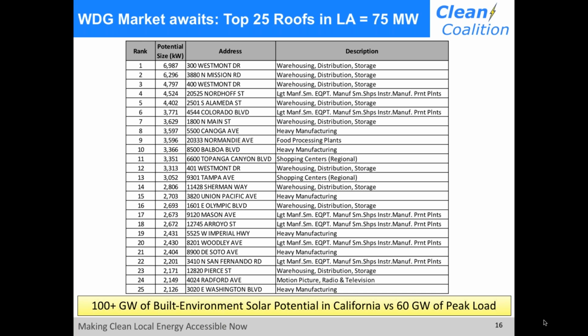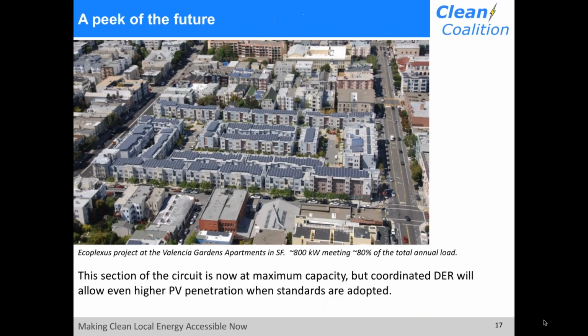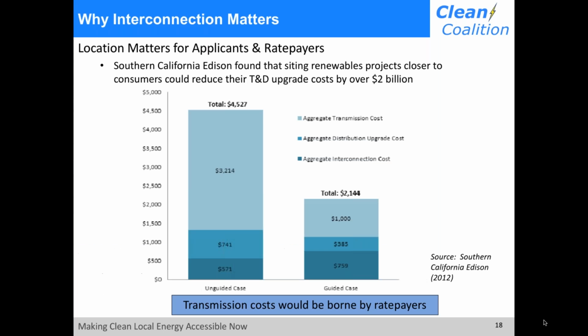Moving to the next slide. This project in San Francisco demonstrates solar on multifamily housing. It is interconnected as an aggregated net energy meter project under separate metering, the same physical interconnection as wholesale projects. In this instance, you can see neighboring available rooftop space, but the PV has mapped out the circuit capacity of this location.